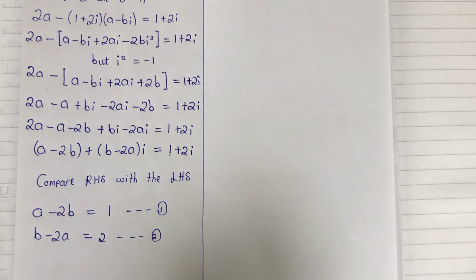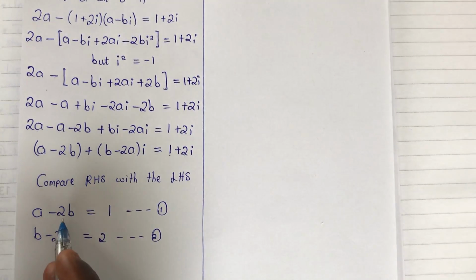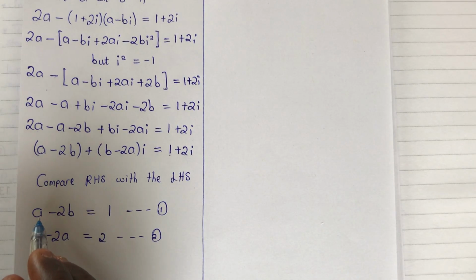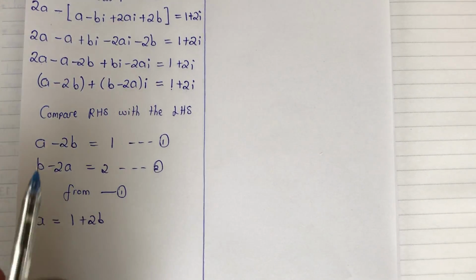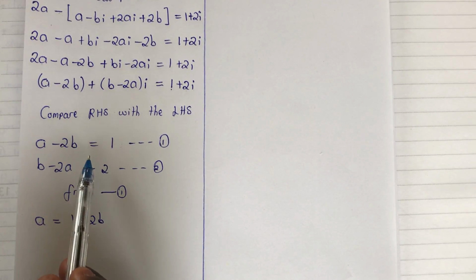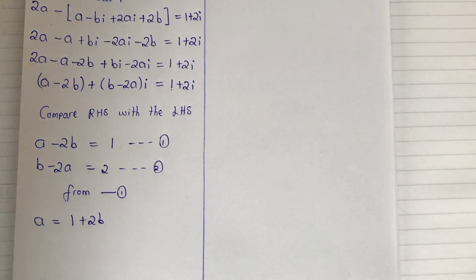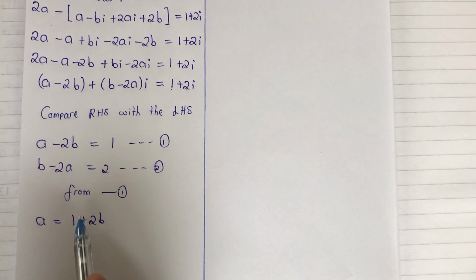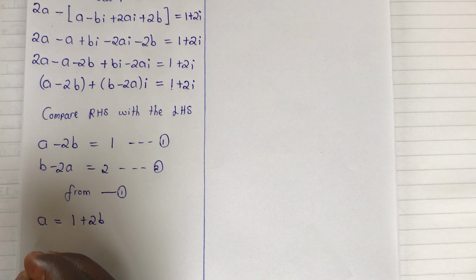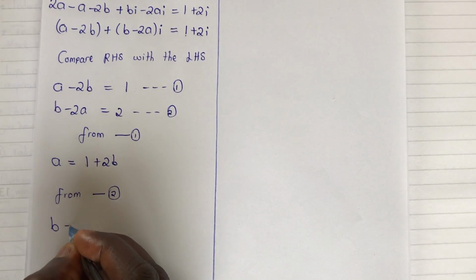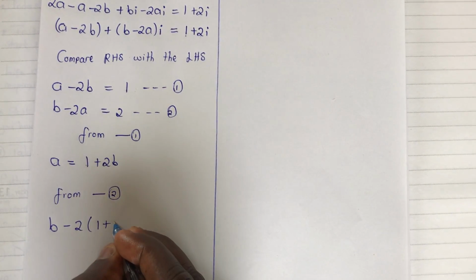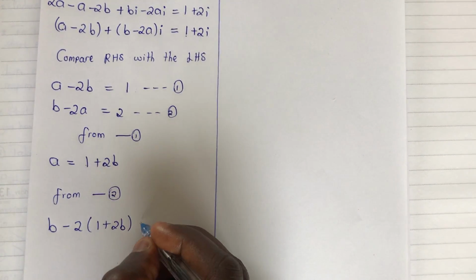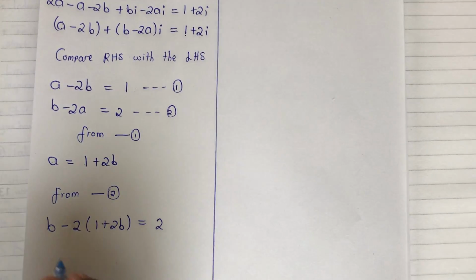There's no need to worry about the elimination method. I can just do the substitution method. So first let's pick equation 1 and make a the subject. From equation 1, a equals 1 plus 2b. We carry this to this side and substitute the result into equation 2. Wherever we see a, we put in this value. So from equation 2, b minus 2a, where a stands for 1 plus 2b, equals 2. So we can solve for b.